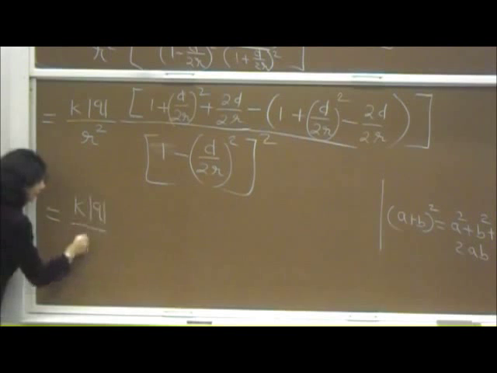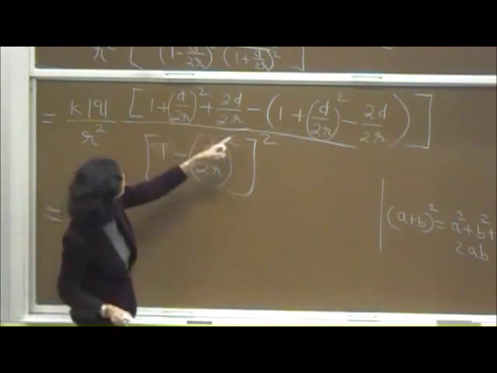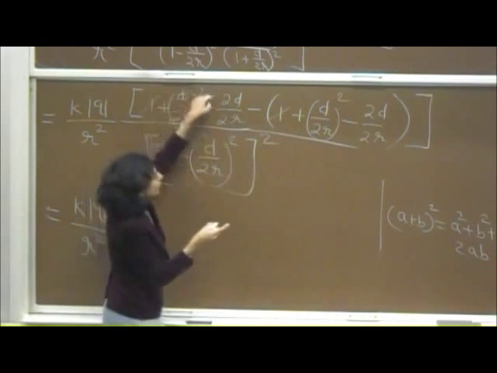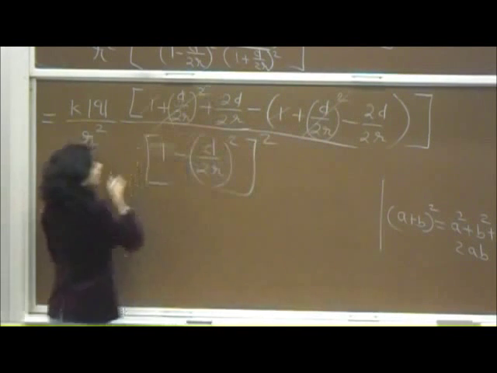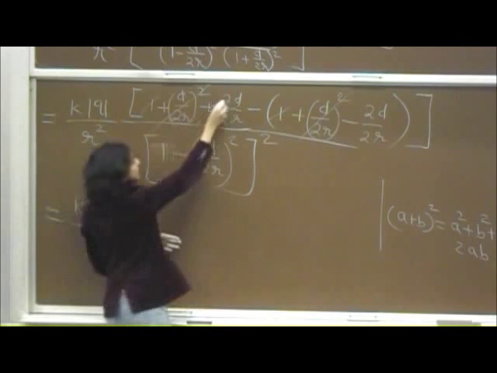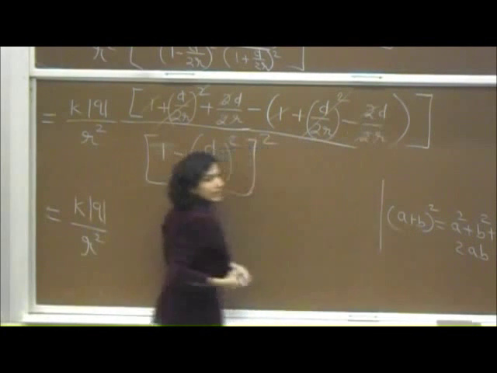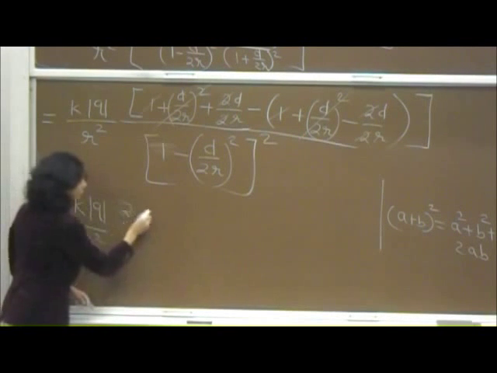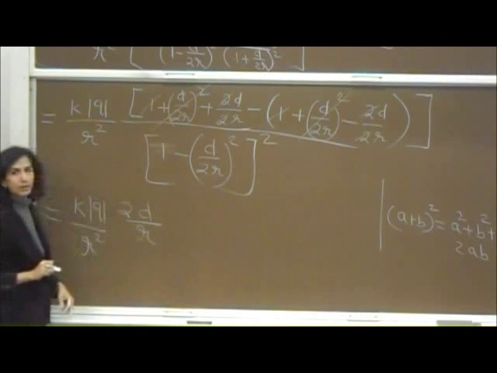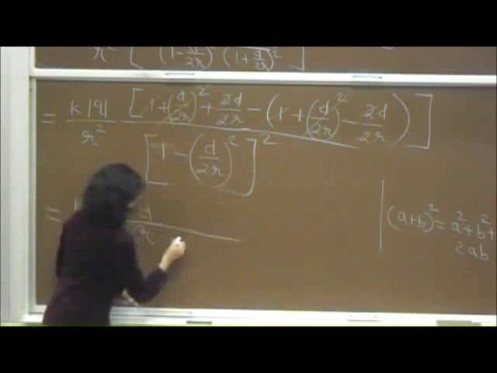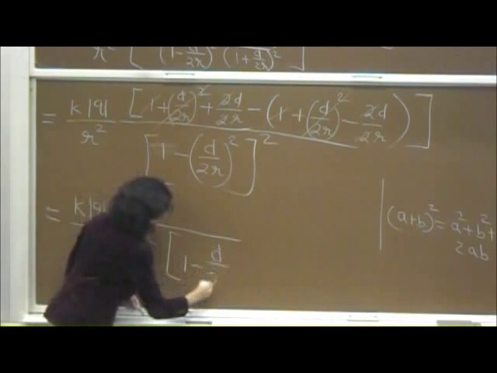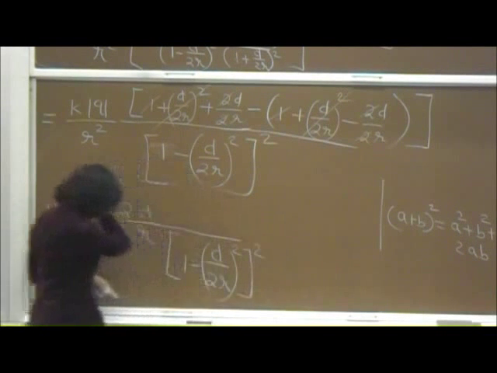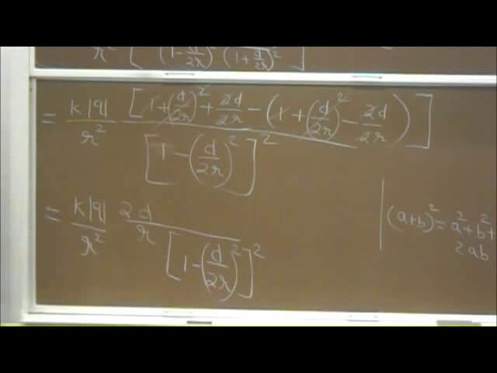This is KQ over R squared. Notice in the numerator, do you see this 1 will get cancelled with this minus 1? Similarly, this (D over 2R) squared will get cancelled with minus (D over 2R) squared. This and this will get cancelled. And notice that from numerator and denominator, this 2 gets cancelled. So all I'll be left with in the numerator will be, excellent, 2D divided by R. And in the denominator, I have this mess: (1 minus (D over 2R) squared) whole squared. And this is my final answer actually.